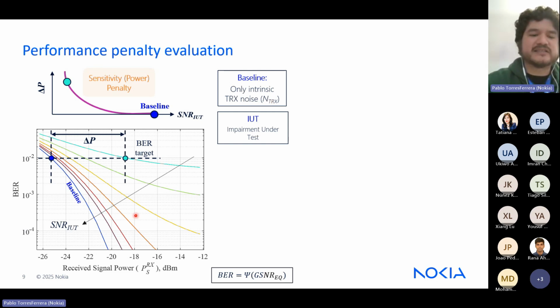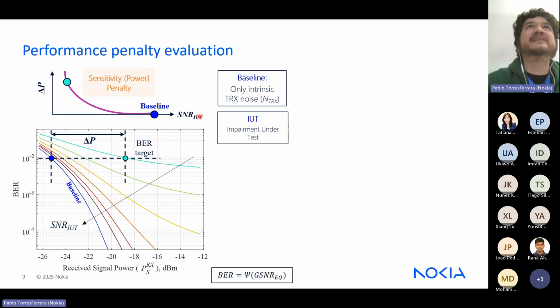And then we start changing, for instance, the received optical power in this case, and we compute the bit error ratio that comes from the generalized SNR and produce this curve that is the baseline. We cannot get something better than this. This is the baseline of every transceiver and is something that you can characterize experimentally. And in order to get this point here, this is the baseline sensitivity at a given BER target. In this example, I choose 10 to the minus 2.